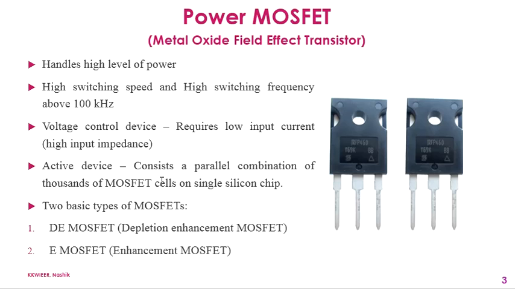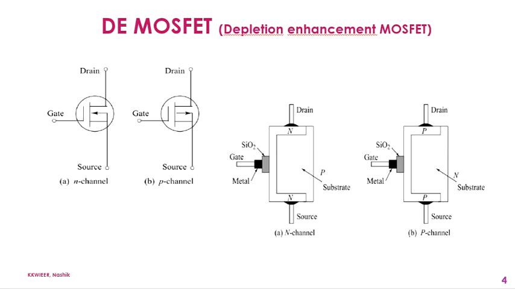It is an active device which consists of a parallel combination of thousands of MOSFET cells on a single silicon chip. There are basic two types of MOSFET, as I said, D MOSFET and E MOSFET. So let's start with the D MOSFET.